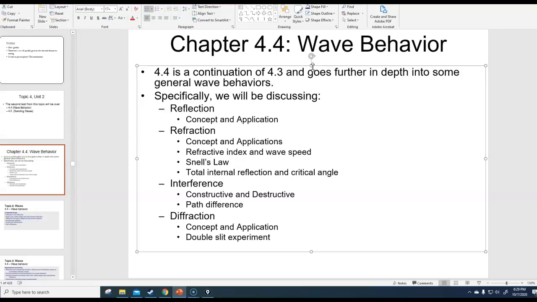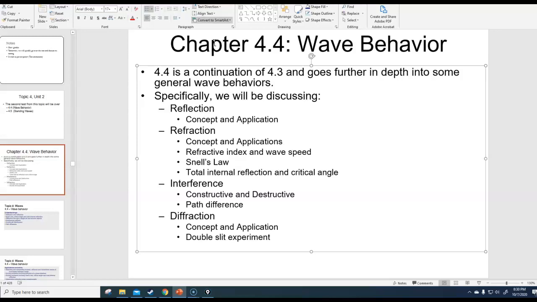Basically everything we're talking about in 4.4 applies to any type of wave, regardless of whether it's a mechanical wave or electromagnetic wave, transverse, longitudinal. In 4.3, we talked a little bit about superposition, which also applies to all waves. But then we talked about polarization, which only applies to transverse waves, specifically in the context of electromagnetic waves. But in 4.4, everything applies to any type of wave.